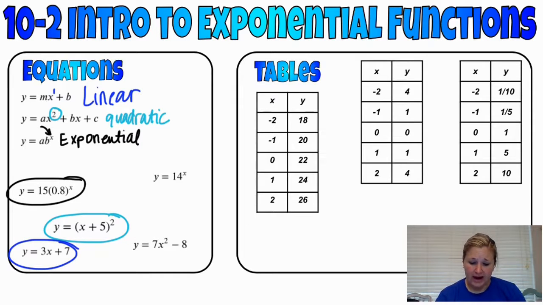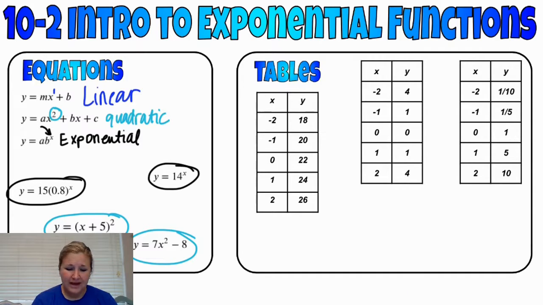And then moving on to the right, I have y equals 14 to the x power. Since x is in the exponent, this is going to be an exponential function. And then I have y equals 7x squared minus 8. Since I have a 2 in the exponent, this is going to be a quadratic function. So just looking at that and identifying there. Now let's look at the tables.